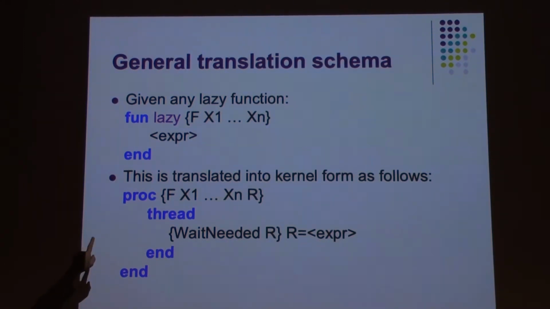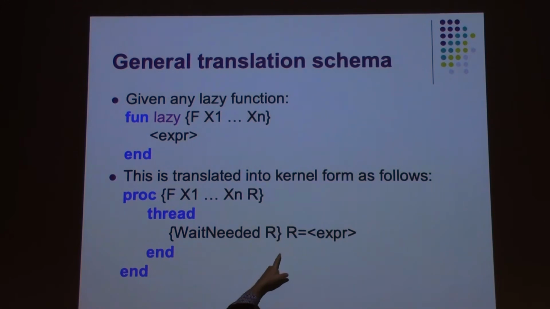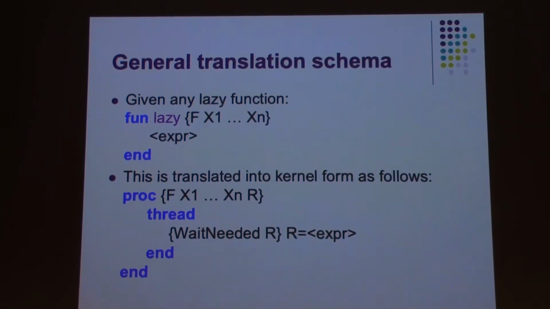Notice that the function f x1 to xn is defined as a procedure with r added as an extra argument. It creates a thread. It does wait needed r, and it does r equal the expression. So every lazy function is defined like that. Okay? That is the general translation scheme for any lazy function, just to show you.